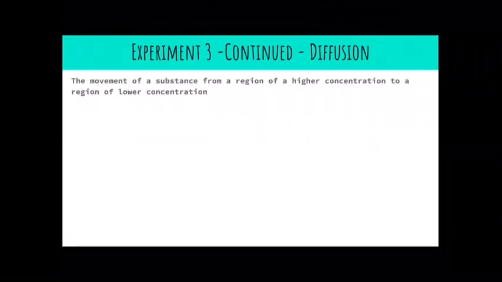Also, something that you could have noticed in that experiment is the process of diffusion. Diffusion is the movement of a substance from a region of higher concentration to a region of lower concentration. So for instance, if we place the potassium permanganate at the bottom of the flask and we just left it, the particles would move until the entire flask is evenly distributed with potassium permanganate and water.